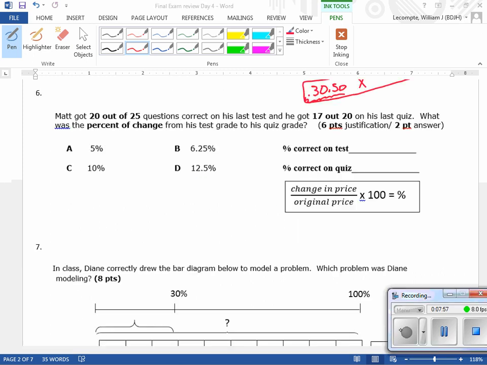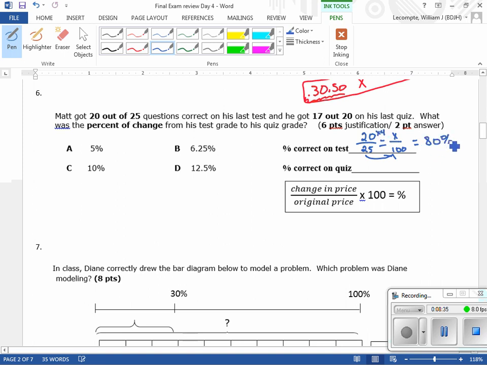Alright, number 6. I really like this problem. Kids really have a hard time finding percent correct on tests and quizzes. Matt got 20 out of 25 questions correct on his last test. If I want to change that to percent, I just have to get to 100. How do I get to 100? I multiply times 4, and that would give me 80%.